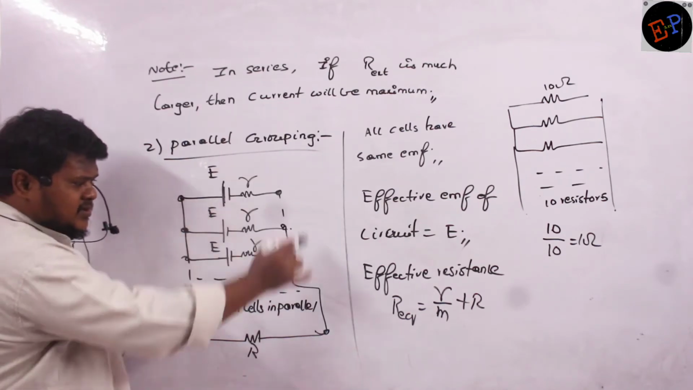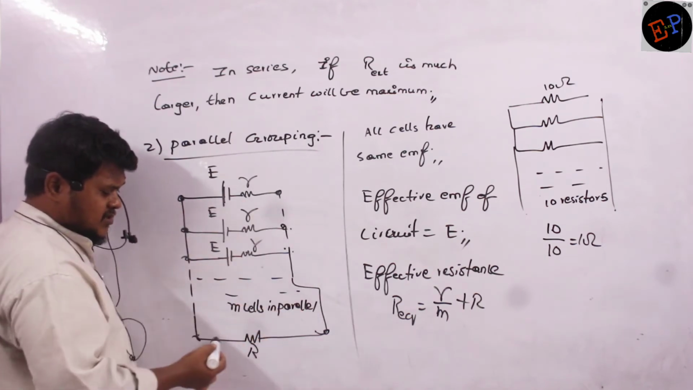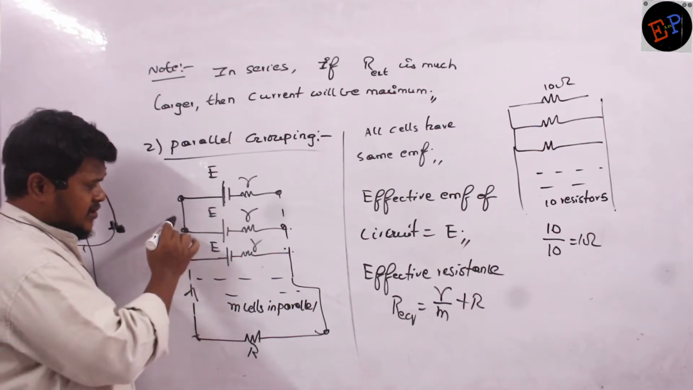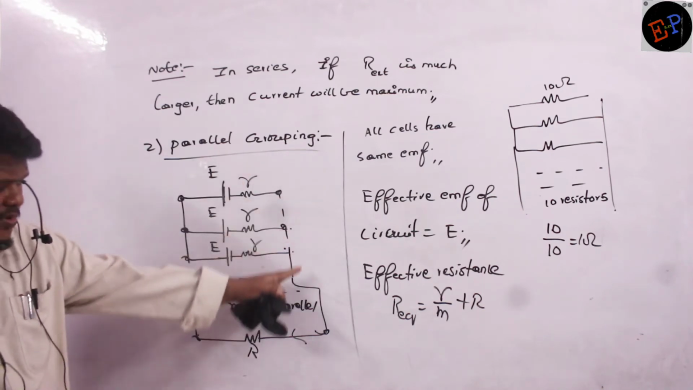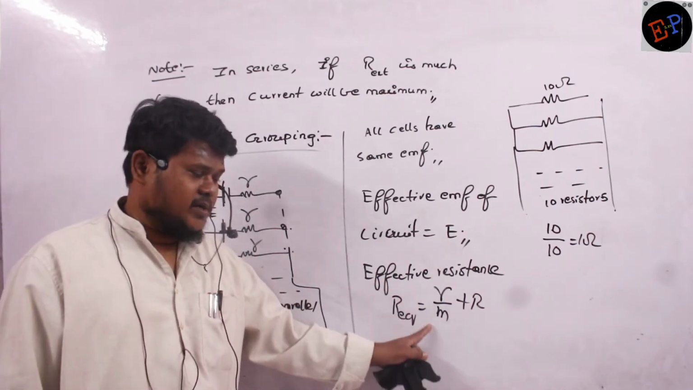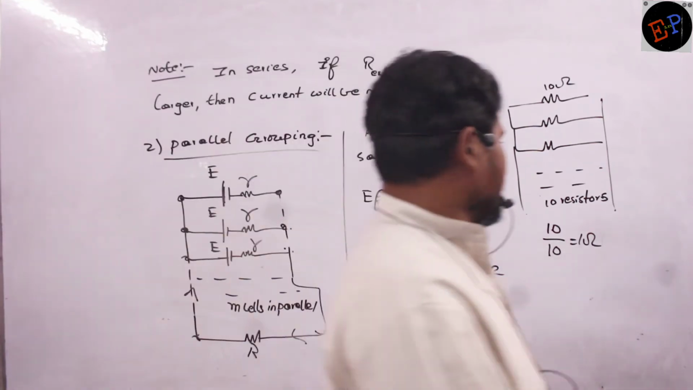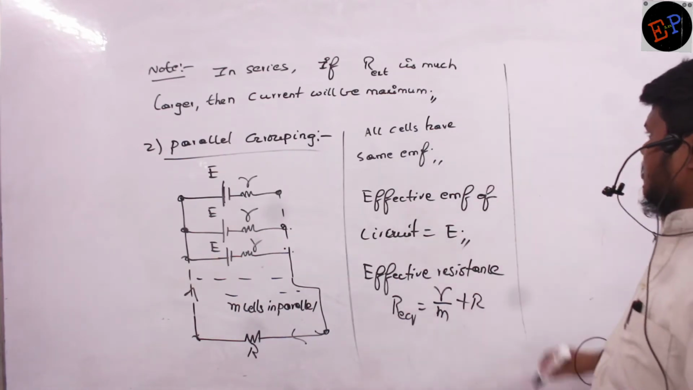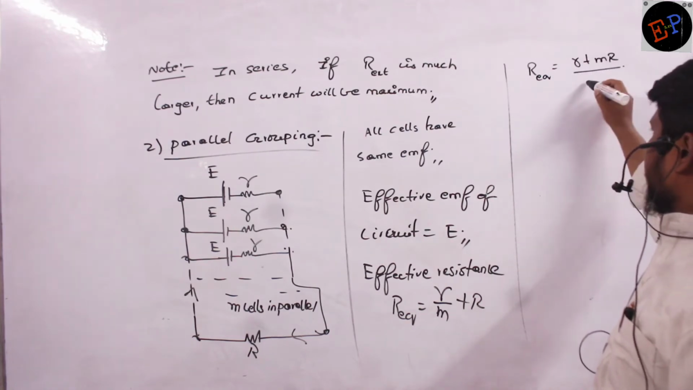All these cells together are this total combination. Is it in series or parallel with the external resistor? Series, because the current entering here, the same current will enter this external resistor also. So these total cells are in series with this resistor, and that is why we are adding the resistances: R by M plus R. Is it clear? If I take the LCM, R equivalent is R plus M capital R divided by M.